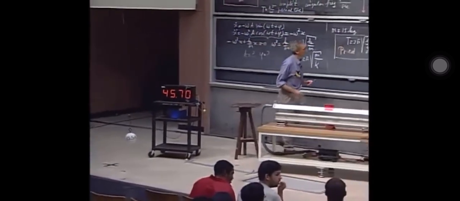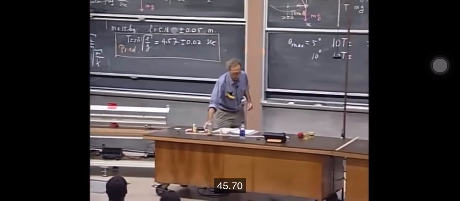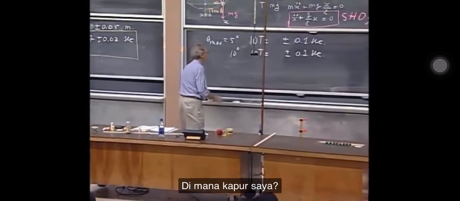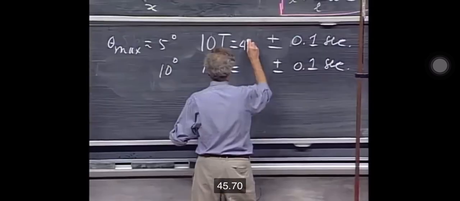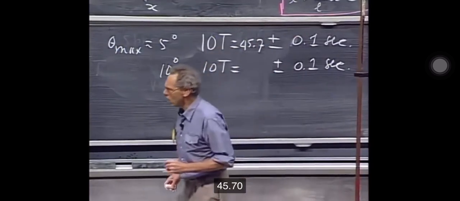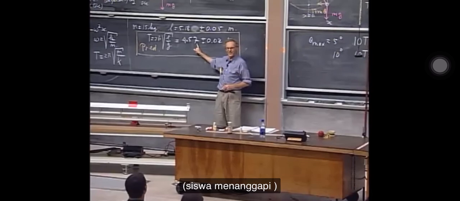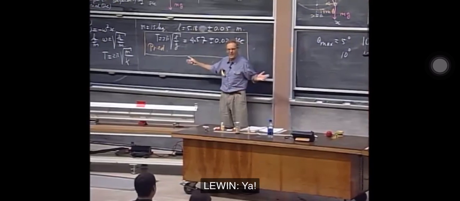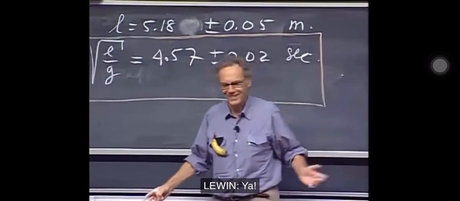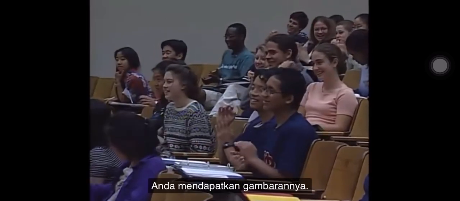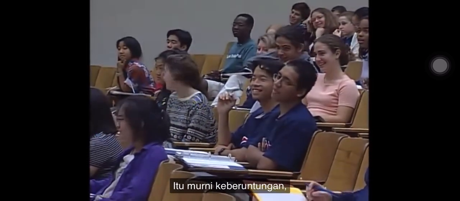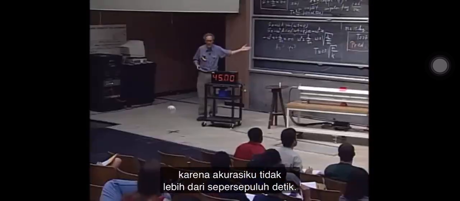45.70. 45.70. Where's my chalk? 45.70. What was my prediction? Exactly. You get the picture. That is pure luck, because my accuracy is no better than a tenth of a second.